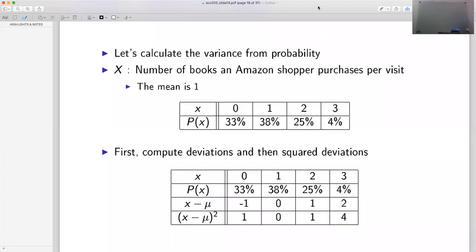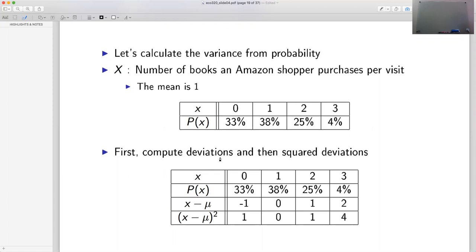So when you have probabilities, things are a little bit different. For example, this X is the number of books on Amazon shopper purchases per visit. So X is 0, 1, 2, 3, and these are the probabilities. For example, the probability of X equal 0 is 33%. So the probability that somebody purchases 0 units in their visit is 33 percent. The probability that they purchase 1 is 38 percent, etc.